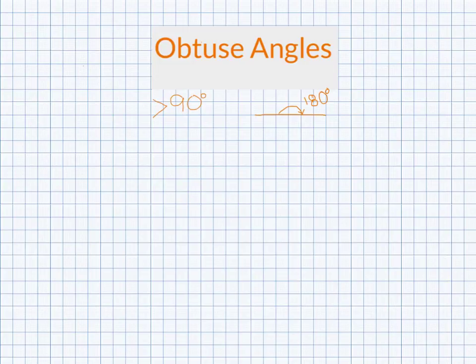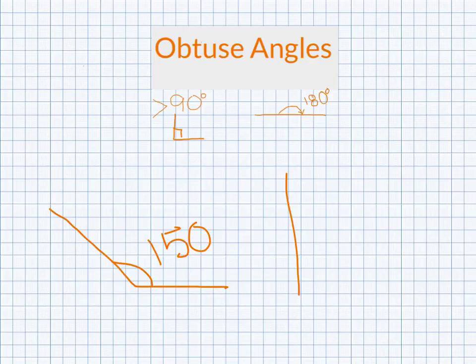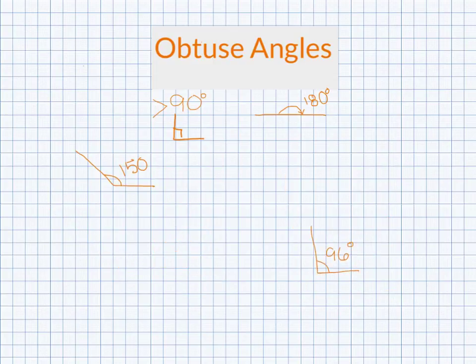Now, let's review: a 90-degree angle looks like that with a little box there. So if we think of an angle between 90 and 180 degrees, an obtuse angle can look like this, which might be 150 degrees, or it can look something like this, which might be 96 degrees. I'll shrink that down, put it to the side.